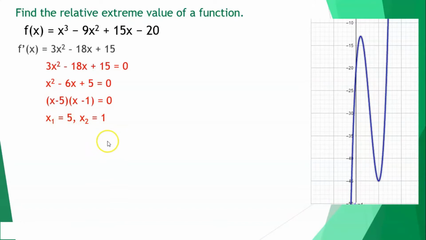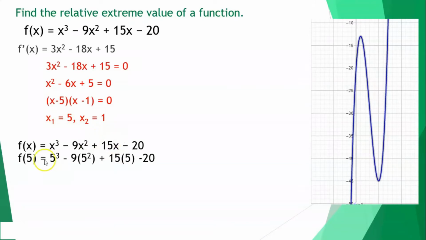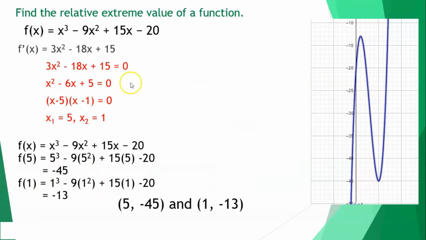Next, substitute in the original equation. For f of 5, simplifying, we get negative 45. Then f of 1 would be negative 13. So our critical points are (5, negative 45) and (1, negative 13).